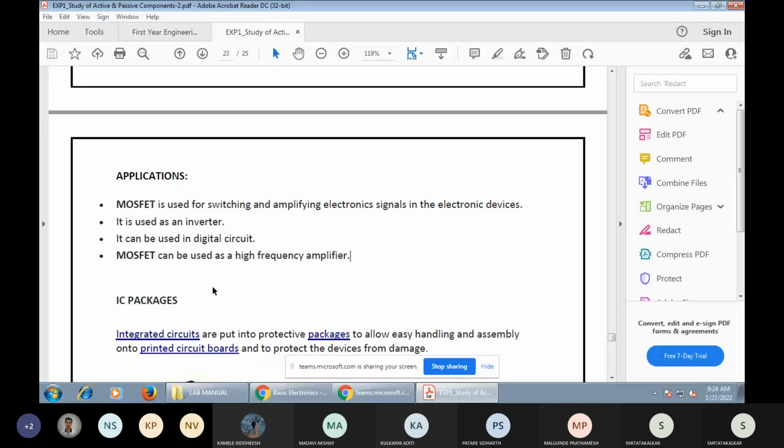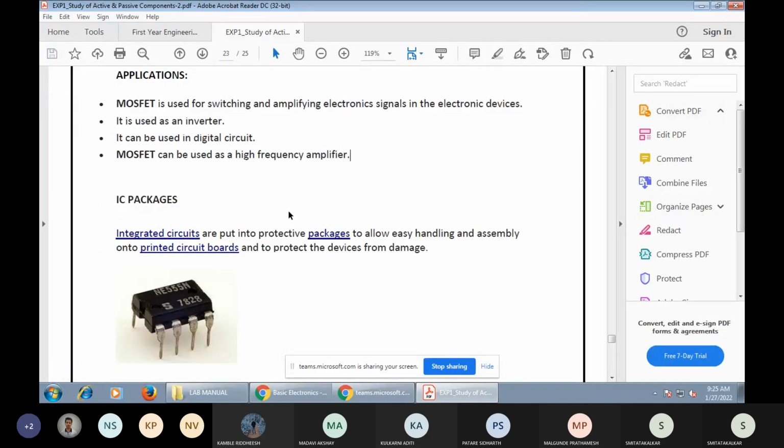High frequency amplifier: I am speaking very loudly, because my voice should be heard clearly at a distance of 10 kilometers or 5 kilometers. That's why a MOSFET can be used for a distance of 5 meters or 1 kilometer, or greater than 1 kilometer. I speak loudly, and the voice is generated by the high frequency amplifier.